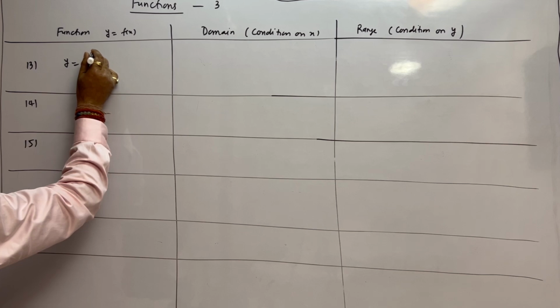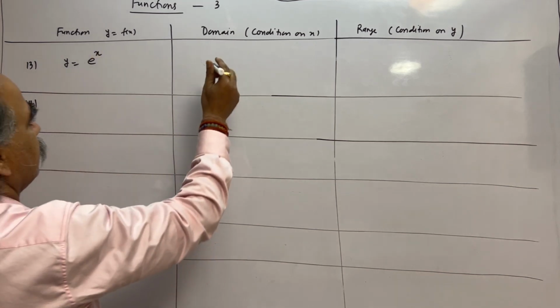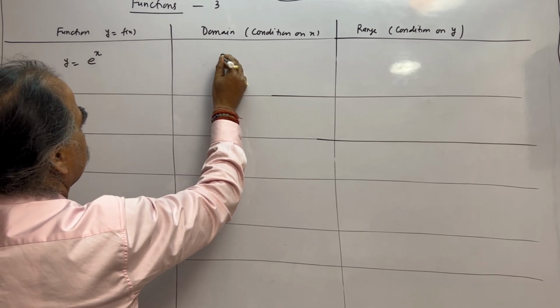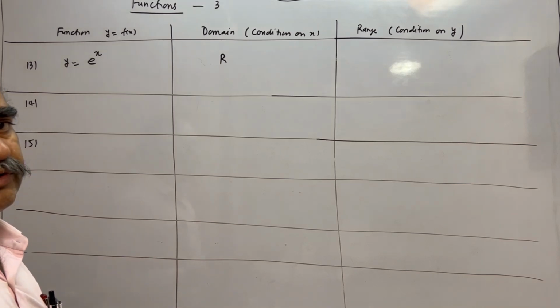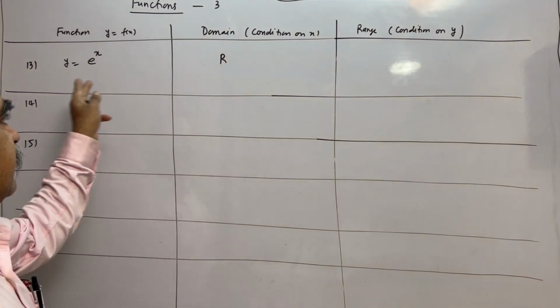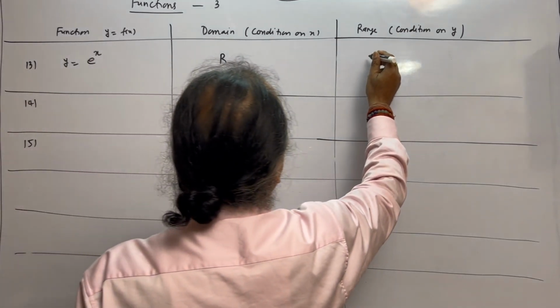Y is equal to e raised to x. Domain is entire real line. In place of x, we can replace any real number: positive, negative, 0. But answer will be what? It will be only positive real number.